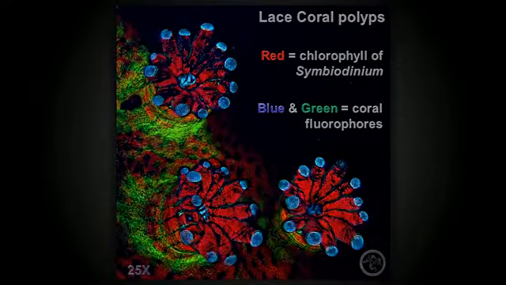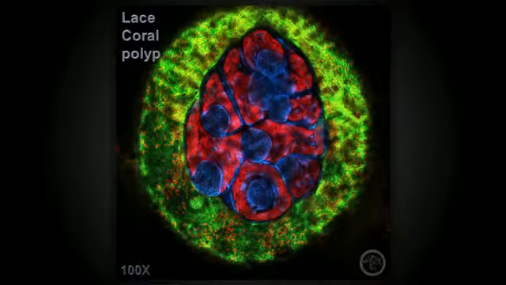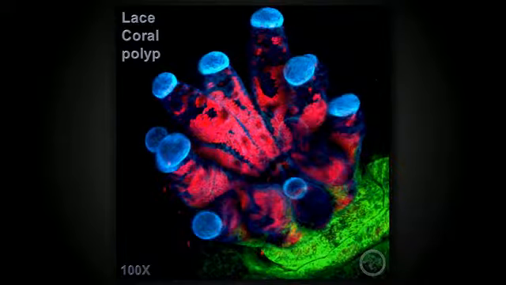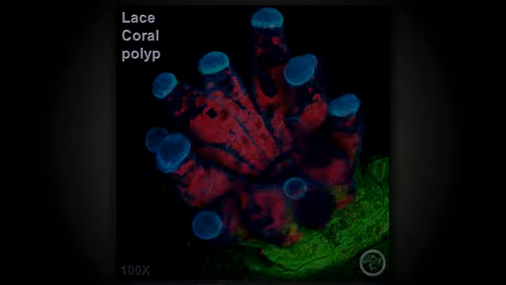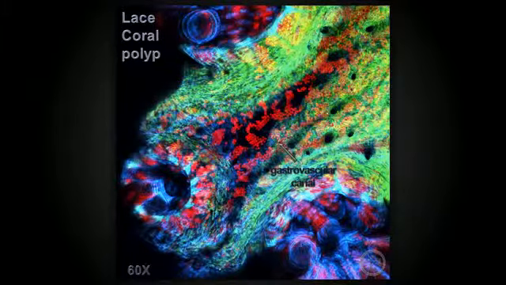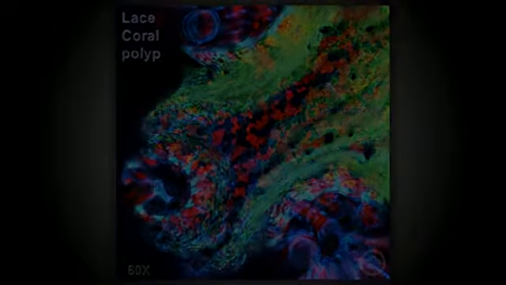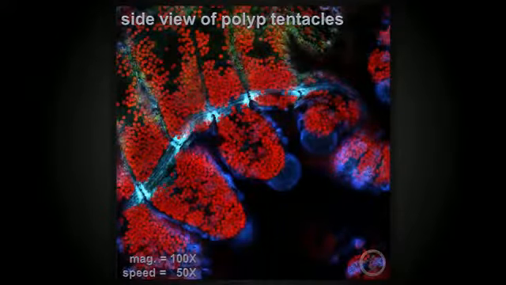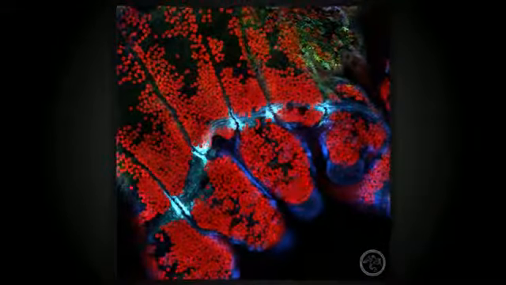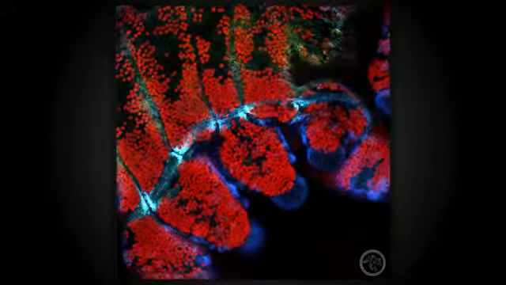The fluorescent protein, represented by the blue color in this coral, seems to be closely associated with biological structures containing nematocysts, or stinging cells. Using the confocal microscope also allows us to see inside the coral, such as this view of the lace coral polyp's gastrovascular canal. A side view through this polyp's tentacles shows us the densely packed Symbiodinium and bands of tissue that bind the tentacles together.